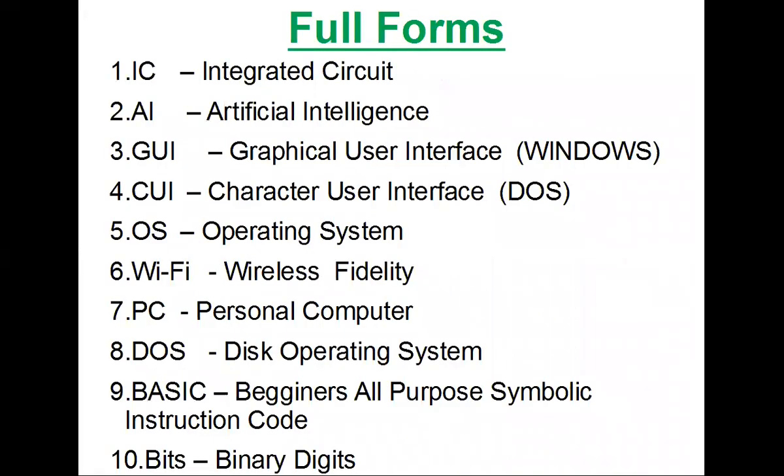Next, full forms. IC means integrated circuit. Point number 2, AI means artificial intelligence. Point number 3, GUI, graphical user interface, used for Windows. CUI means character user interface, used for DOS. And OS means operating system.